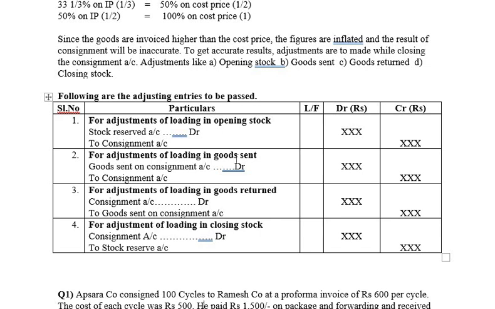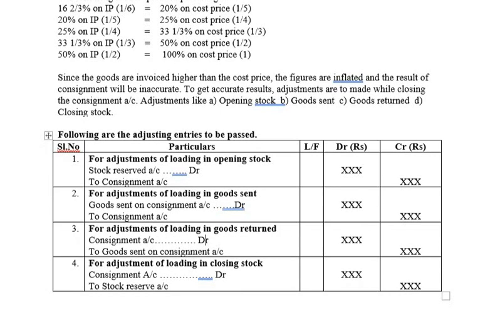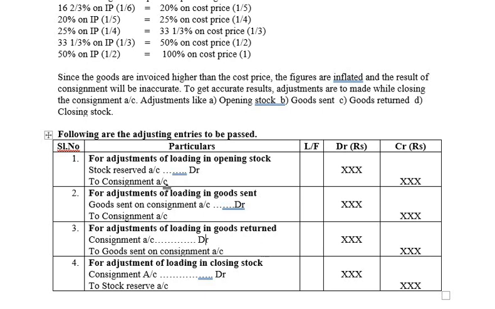Next, for adjustment of loading in goods sent on consignment, goods sent on consignment account debit to consignment account. For adjustment of loading in goods returned, consignment account debit to goods sent on consignment account. And for adjustment of loading in closing stock, consignment account debit to stock reserve account. So these are the four entries, that is, the four adjustments to be made by the consignor.